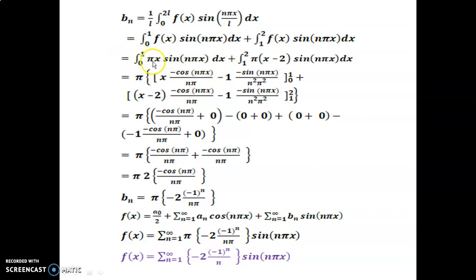So first u as it is, integration of sine is minus cos n pi x divided by n pi, minus derivative of x is 1. Integration of minus cos is minus sin n pi x upon n square pi square. This minus sign keep as it is, but integration of cos is plus sin n pi x. The limits of integration 0 to 1.